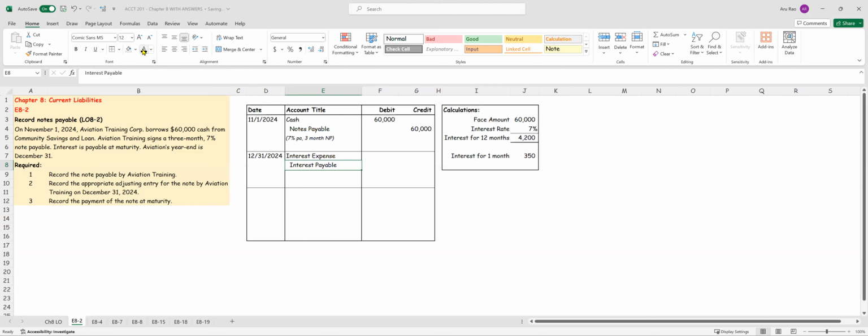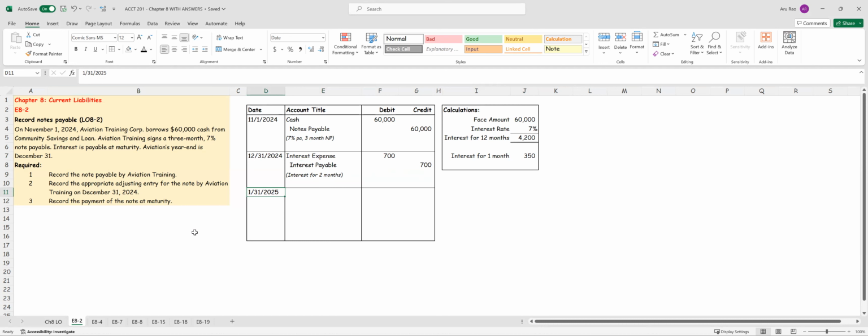It's an adjusting entry I do on December 31st, so that when I prepare my books on December 31st, I know that I have 2 months interest that has already accrued with passage of time. Now, this is only for 2 months because it's November and December, 2 months. Per month, the interest is $350. So my interest for 2 months is going to be $700. $350 multiplied by 2 is 700.